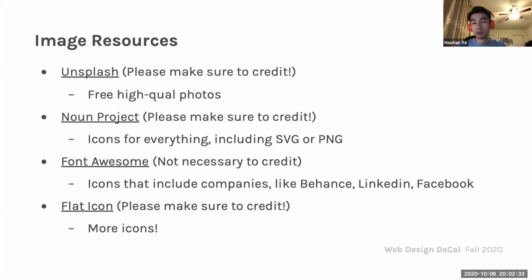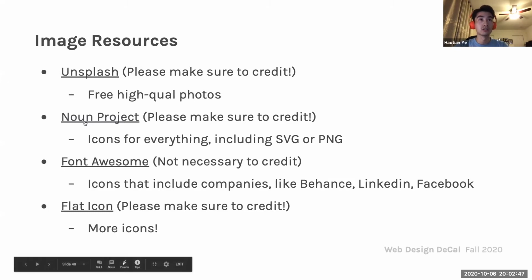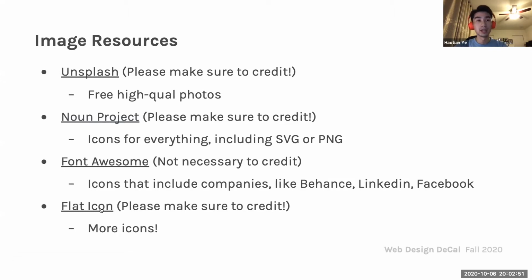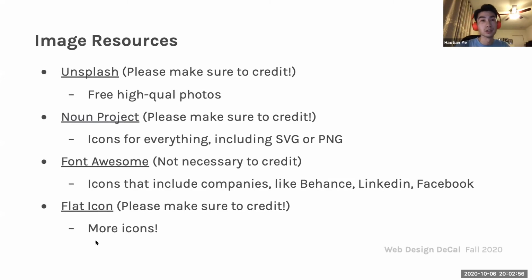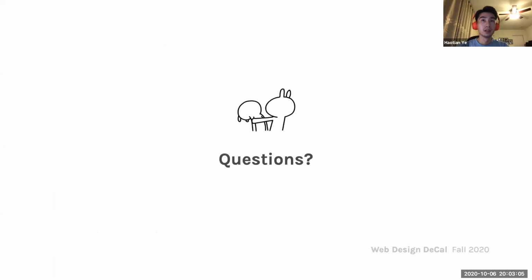So for image resources, if you want to pull images, there is Unsplash. We've used that. That's what Asia used to design Lab 3, the Figma thing. But please make sure to credit on a lot of these websites. So Unsplash, there's Noun Project, Font Awesome, and then Flaticon. I really like Flaticon too because they're really cute icons that you can use. But again, make sure to credit the author if you don't have premium or whatever. So yeah, I think that's all.